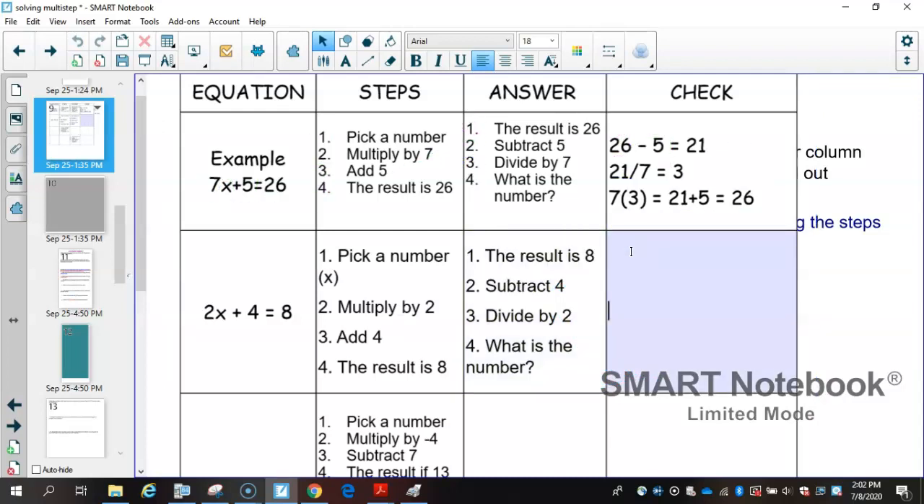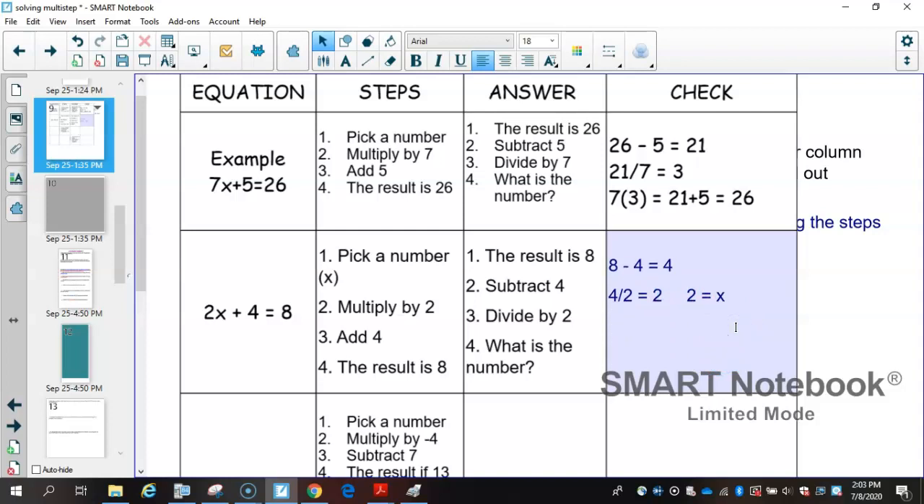Right? Now in the check column, we're going to do the answers. Starting off with the result is 8. And we are going to subtract 4. Well, that would give us 4. Then we are going to take what we just found and divide that by 2. And that will give us 2. So this is saying 2 should be what x equals, or what our number is.